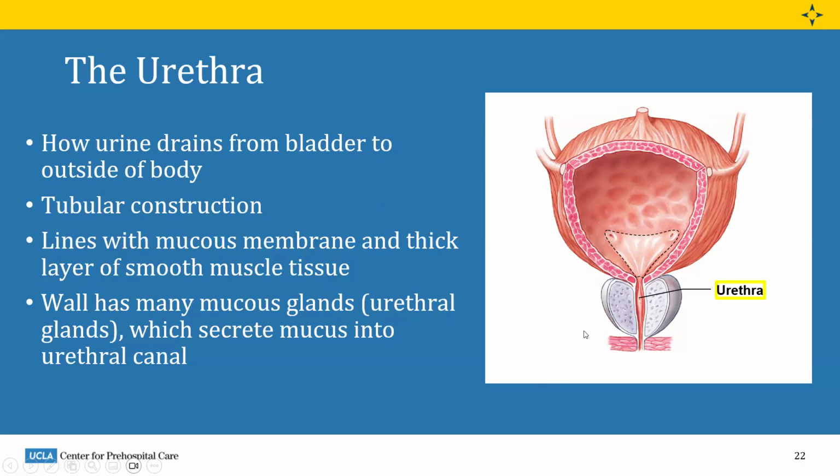So moving on to the urethra, this is basically the pathway of urine from our bladder to outside of the body. It's essentially a tube, and it's lined with mucous membrane. It also has smooth muscle tissue, which helps push urine out of the body. And there are also mucus glands that secrete mucus into the urethral canal.